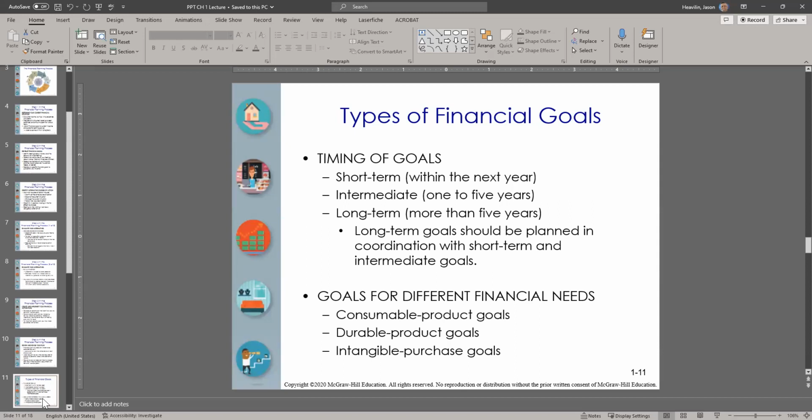Goals for different financial needs, consumer product goals, durable product goals, and tangible purchase goals. Consumable, things you consume in the short term, could be something as simple as your groceries, clothing. Durable goods, think more like a car, kitchen appliances, things that are going to last several years. Intangible, health insurance or leisure. It's okay to go out to dinner, go watch a movie, go out on vacation.